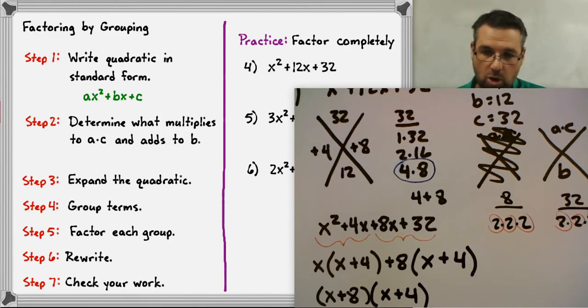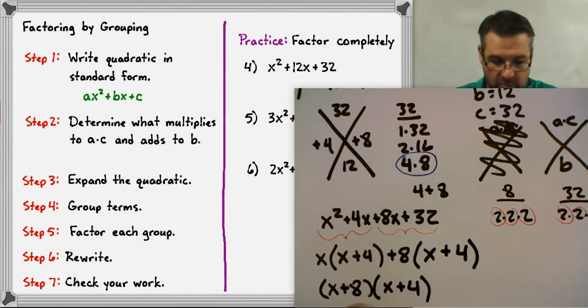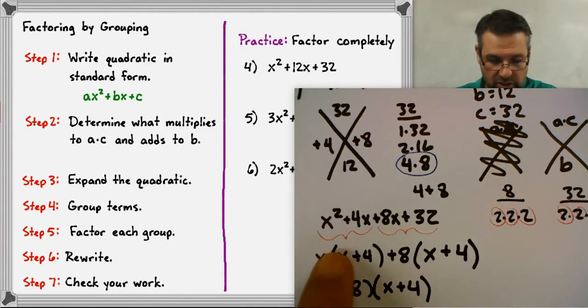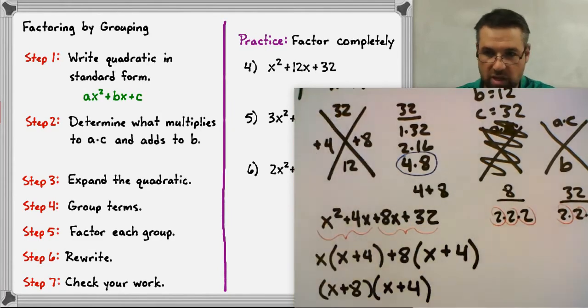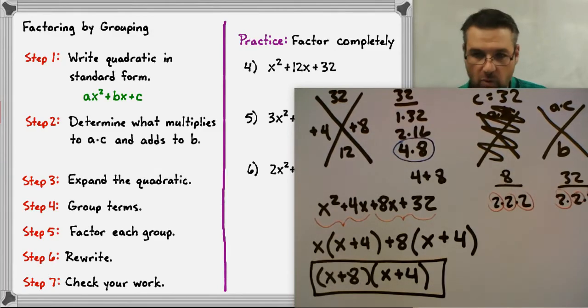Again, we can check our work by expanding it all out, but that's basically working backwards. x plus 8 times x plus 4 is x times x plus 4 plus 8 times x plus 4. We distribute, we end up with this. Combine like terms, we end up with our original. So this is our factored form for number 4, okay?